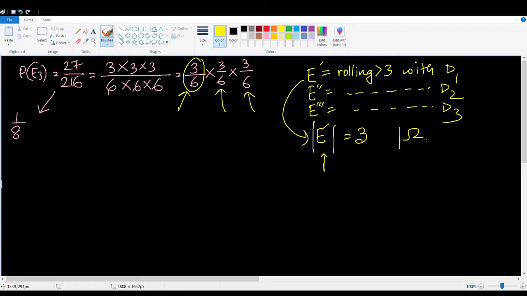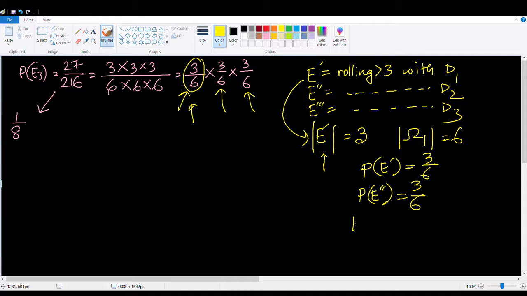Similarly, the total number of results of the sample space of rolling a die, let's say the sample space is omega 1, has cardinality 6. There are 1, 2, 3, 4, 5, and 6, so the probability will be 3 by 6. Similarly, we will find that P of E double prime is 3 by 6, and so will be P of E triple prime. Now we are going to put these values here and wait till our expected formula is derived. The formula we are going to derive is called the formula of independence.